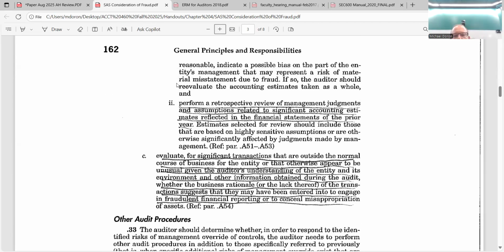Okay, so then they're giving you advice. How can you look for fraud? The rest of this is about how you can look for fraud. Perform a retrospective review of management judgments and assumptions related to significant accounting estimates reflected in the financial statements of the prior year. Okay, so what they're suggesting you do when you're starting this year's audit, go back to last year's audit, 2 years ago audit, and look at the judgment calls, the estimates they made.